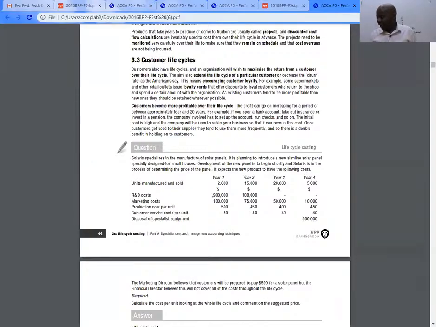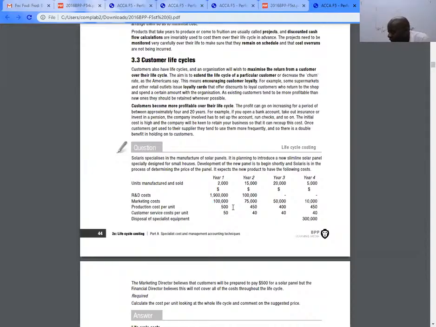Now, ladies and gentlemen, I can see research and development. That is fine, that is okay. We have marketing cost. This is a lump sum; they have not said marketing cost per unit. So this we add exactly as it is. And then we have production cost, but per what? Per unit. So the production cost per unit, those ones you must multiply with the number of units.